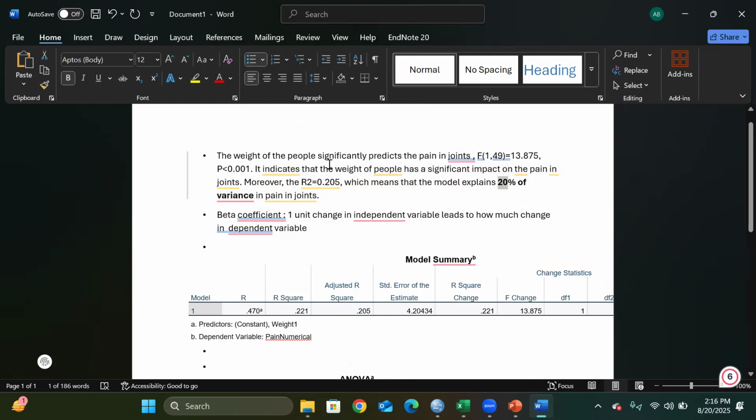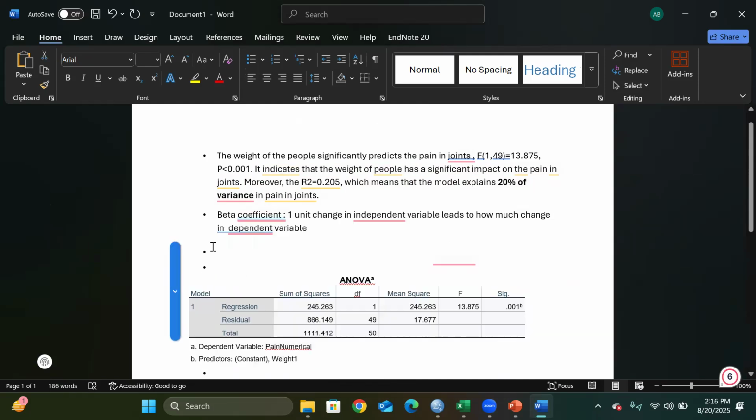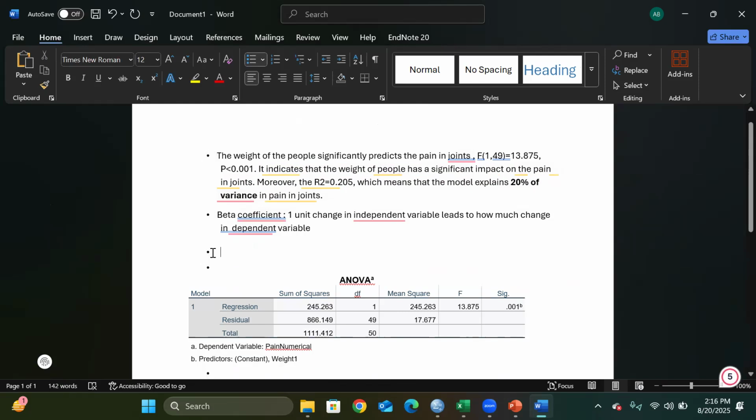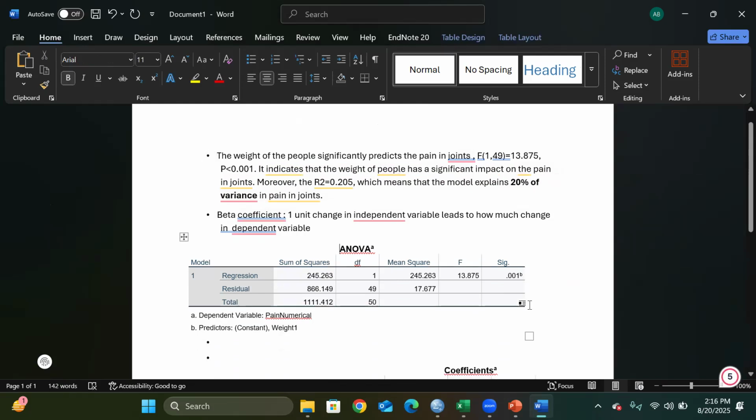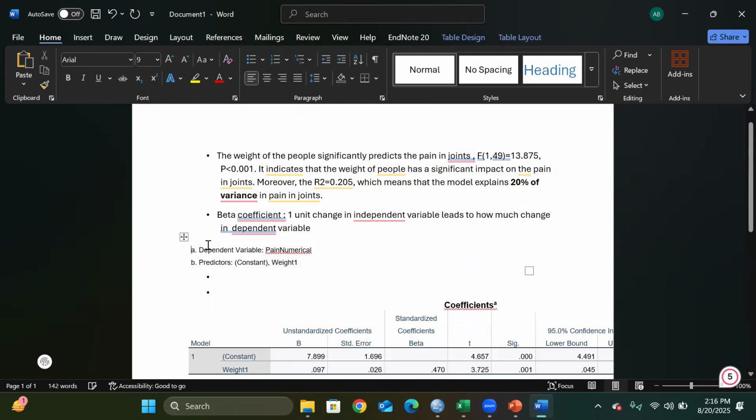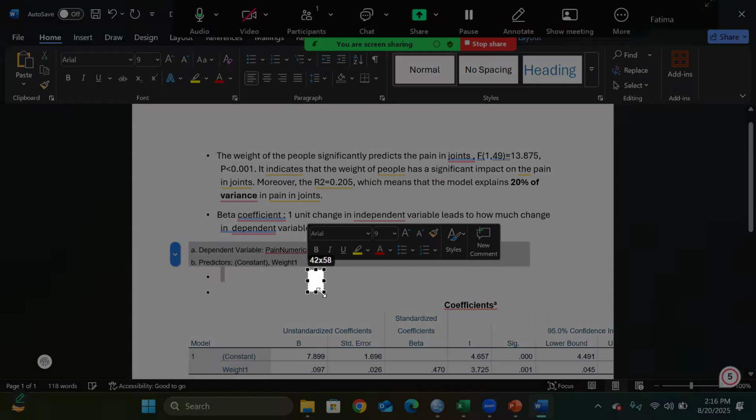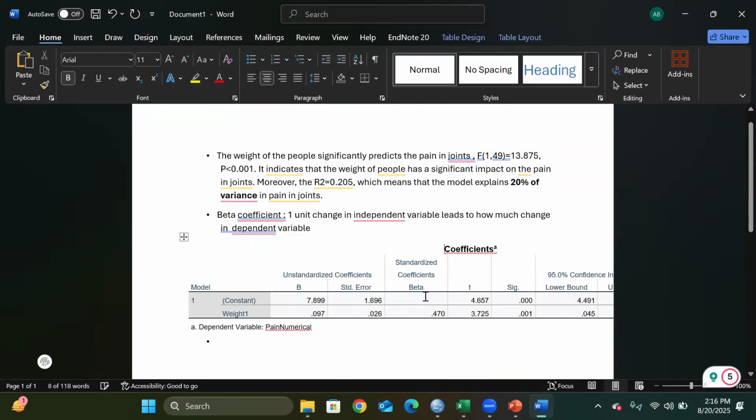Still, our data is not yet clear. From the model summary, we just need this adjusted R square value, and F is the same, degrees of freedom are the same. So we have analyzed this data. We will remove it from here, we don't need it for now. I have also explained this data, and I'm just clearing the tables because it's making me confused. Now, further explanation: 20% of the variance in pain in joints is explained by the weight. The only thing left is the unstandardized beta coefficient value.